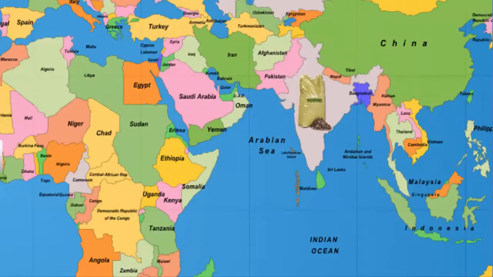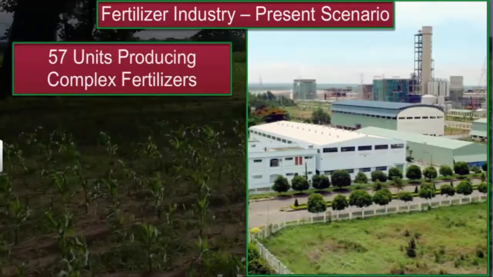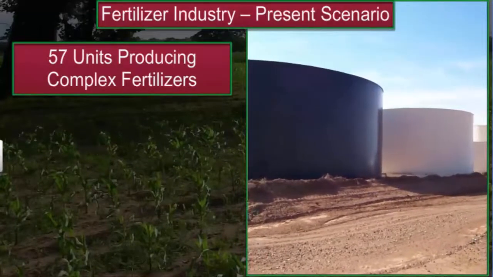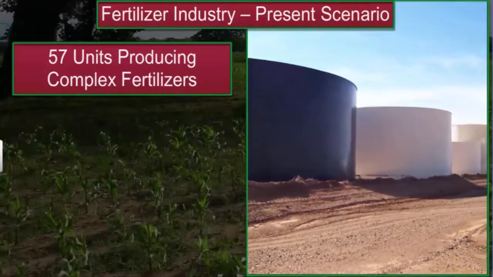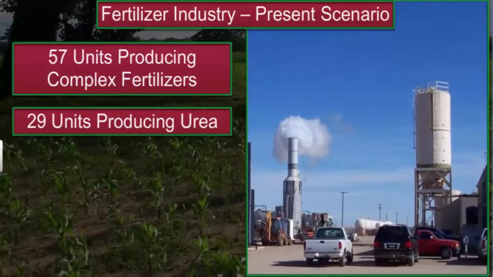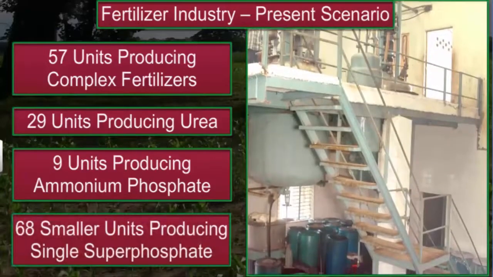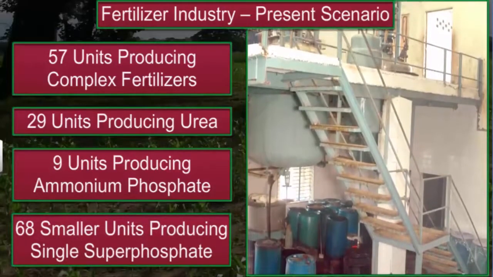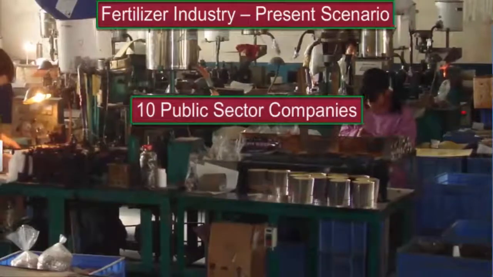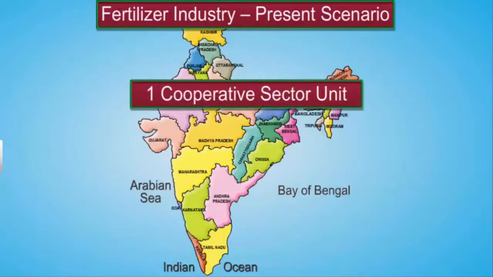At present, there are 57 fertilizer manufacturing units in India that produce several nitrogenous and complex fertilizers. Besides, there are 29 units dedicated to the production of urea, 9 for ammonium phosphate, and around 68 smaller units to produce single superphosphates. There are 10 public sector companies producing fertilizers and 1 cooperative sector unit at Hazira in Gujarat that is run by the Fertilizer Corporation of India Limited.